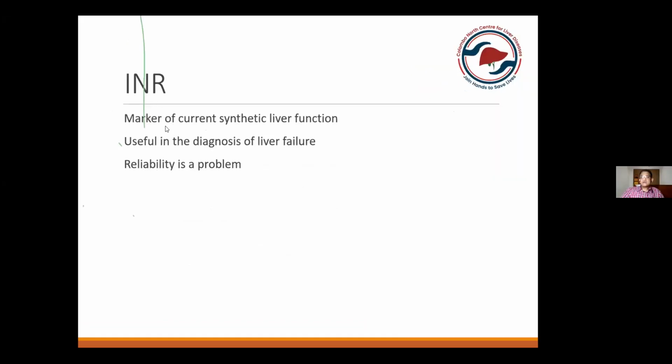Okay, before finishing, just two markers, two liver function tests. INR is a marker of current synthetic function. It's a very good marker of current synthetic function and useful in the diagnosis of liver failure, both acute liver failure, and it is incorporated into the MELD score. But again, reliability is a problem. Make sure that you do it from a reputed lab.